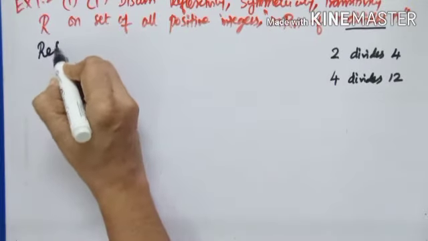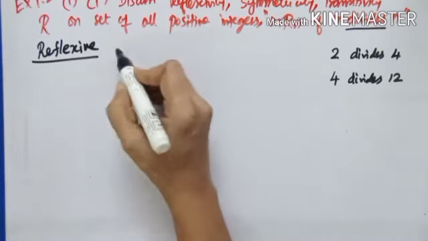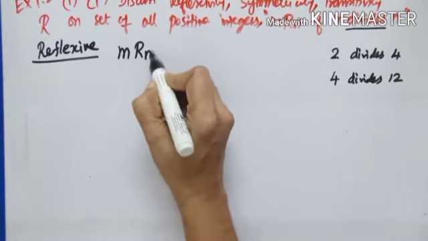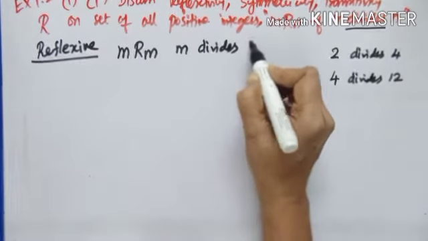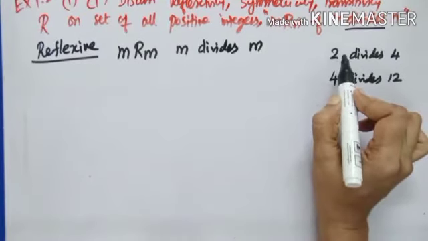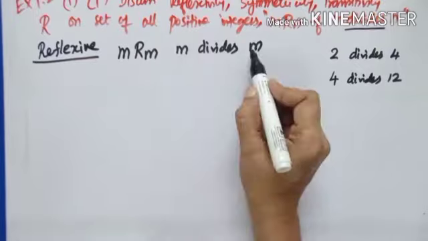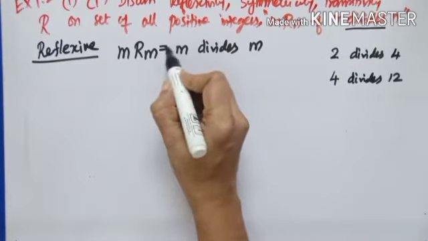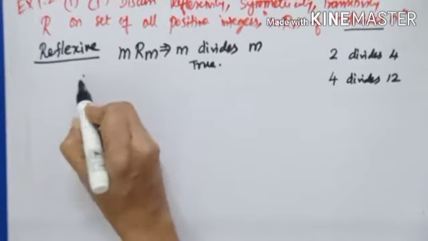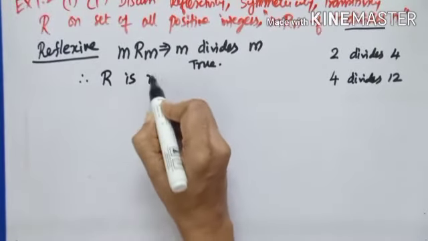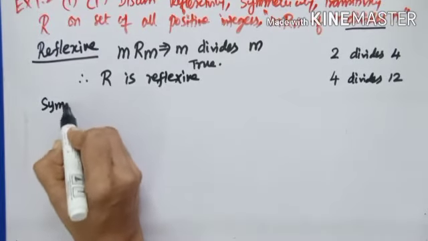First, I want to show reflexive. Check whether it is true. M R M. Is it correct? M divides M. Can I say it or not? 2 is 1 time 2. 4 is 1 time 4. So 2 divides 2 is correct. So M R M implies M divides M, which is true. Therefore, R is reflexive.